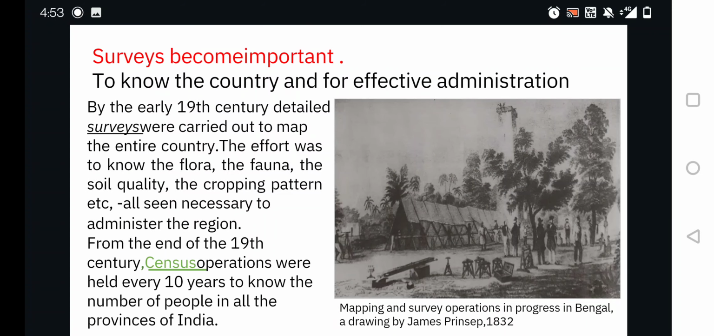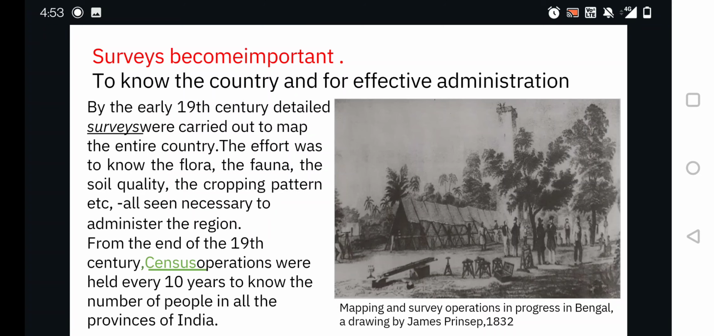Now they started doing surveys. Why? Because they wanted to know the country, the subcontinent, before they start ruling it. So at that time it was not a country, and there was no concept of country. So it was a subcontinent. India was a subcontinent. Like there were many different countries connected to its land territory.